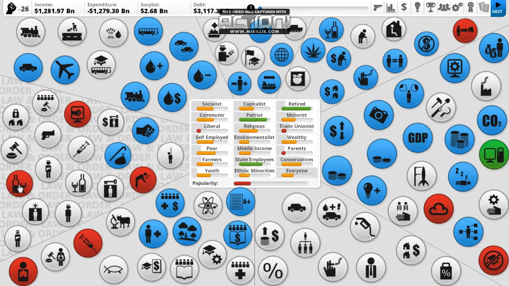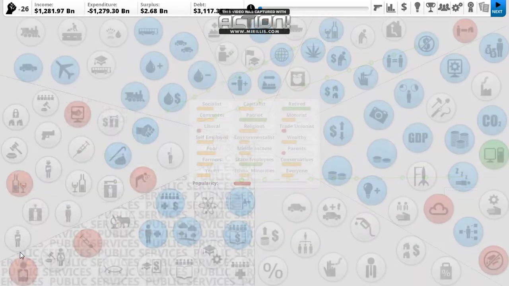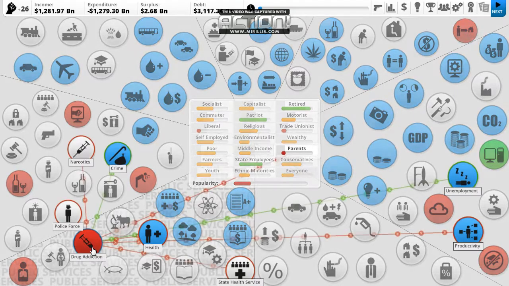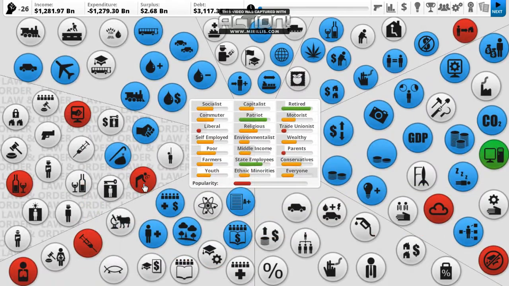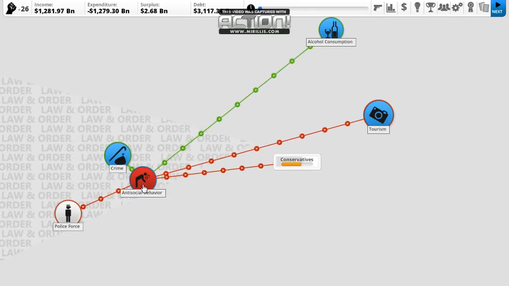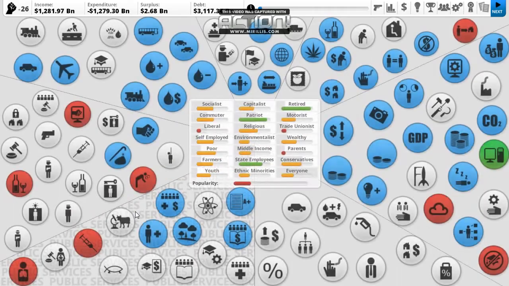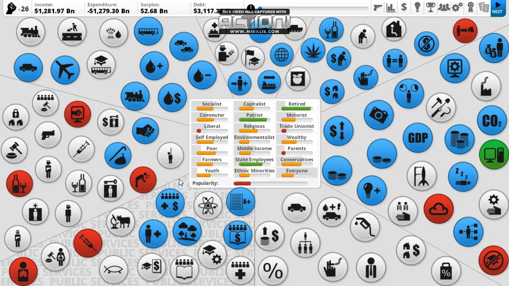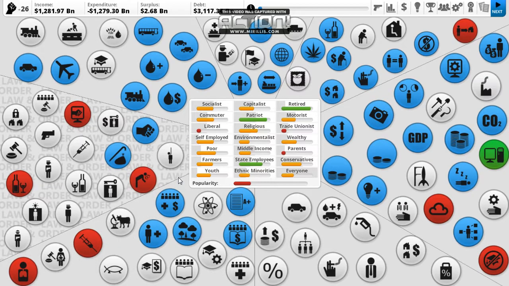Our other problems include alcohol abuse, asthma epidemic, drug addiction. What's this one? Antisocial behavior. I'm not sure if that's somebody yelling or vomiting in a public space, but either way, we can't have that. So we'll have to try and fix that. So those are our problems right now.